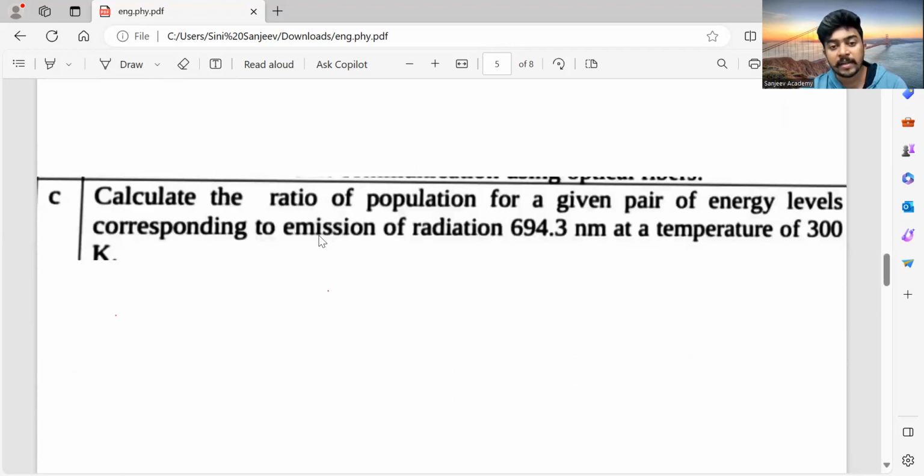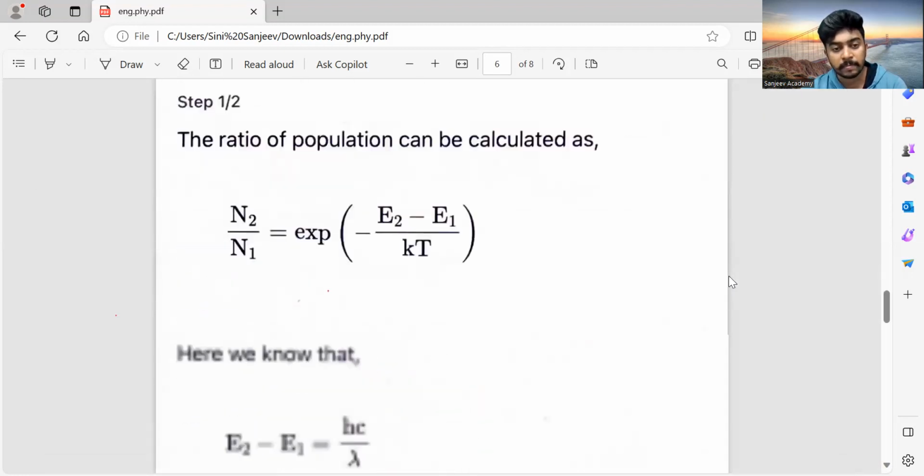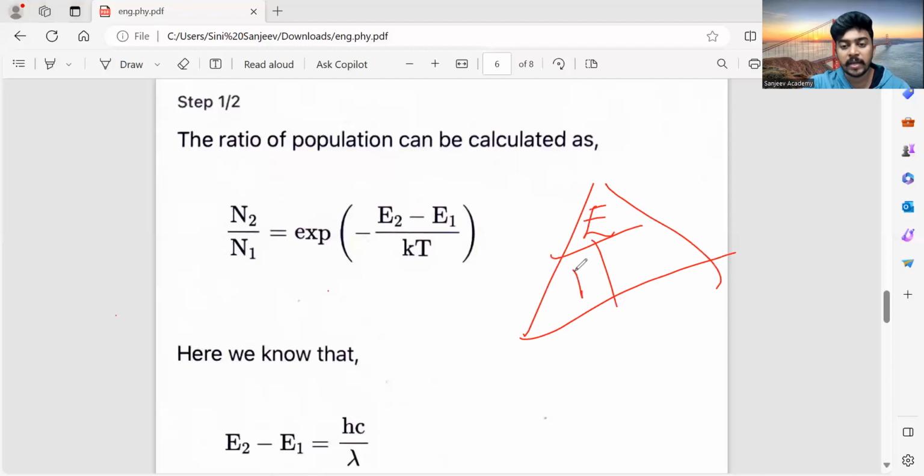Next one. Calculate the ratio of population for a given pair of energy levels corresponding to the emission of radiation of 694.3 nanometer at a temperature of 300 Kelvin. Again, this is the formula we have to use: the ratio of population N2 by N1 is equal to exponential of minus (E2 minus E1) by KT. Now, we know the formula for energy: E is equal to h nu, where h is Planck's constant and nu is the frequency. What is nu? C by lambda.